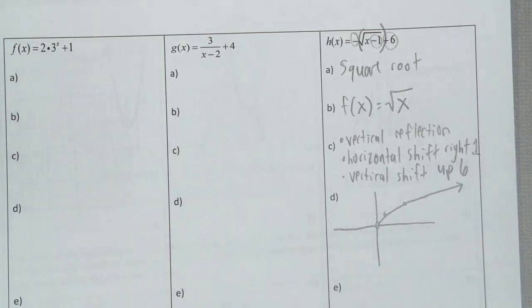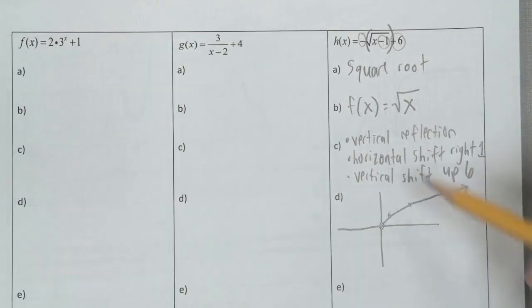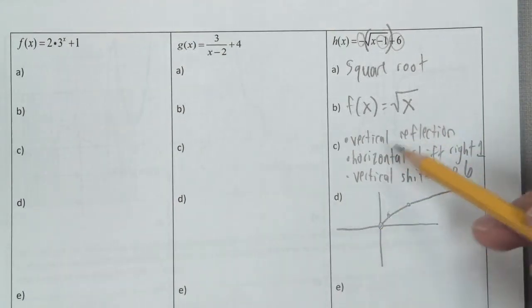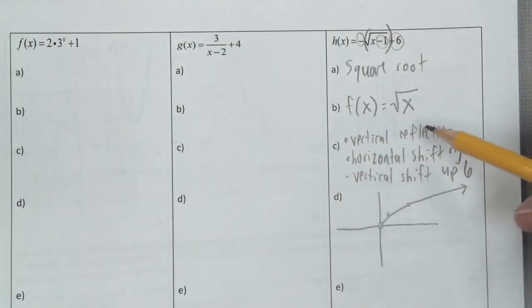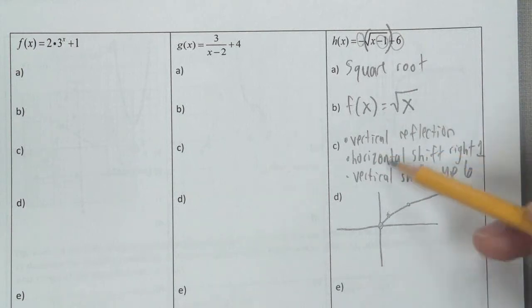Okay, there's my original. That's the parent function, and we're going to do each piece. On this particular one, you can do the reflection first. Just be very careful. You can actually do the vertical reflection later. If you wanted to do these first, go for it.